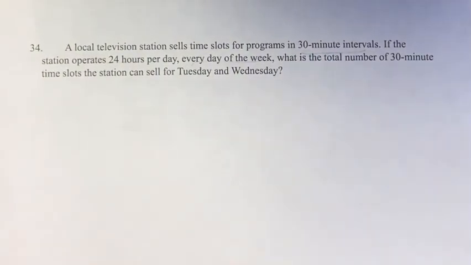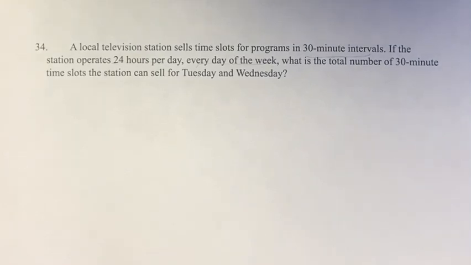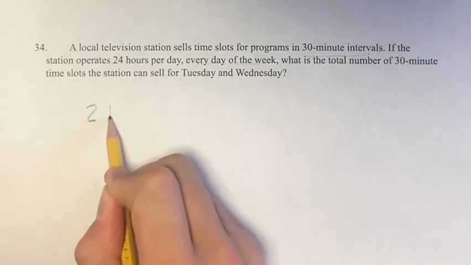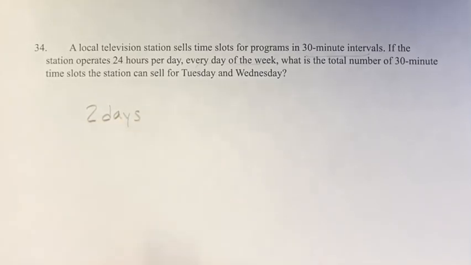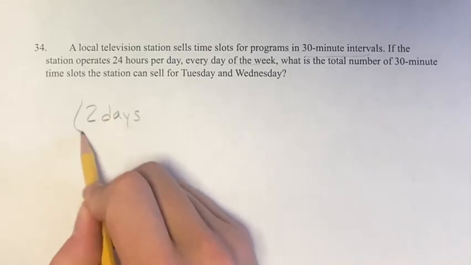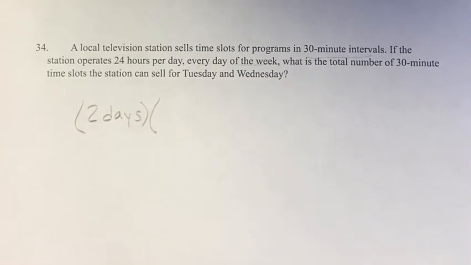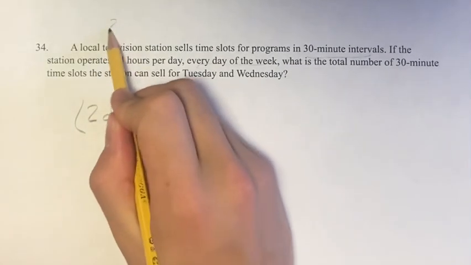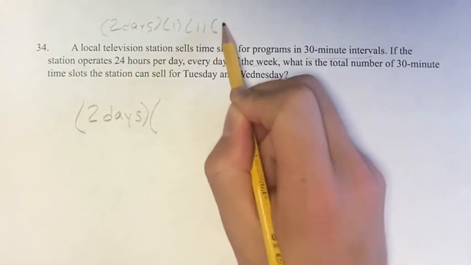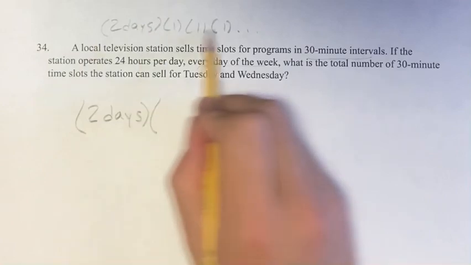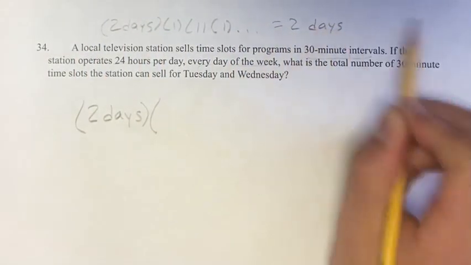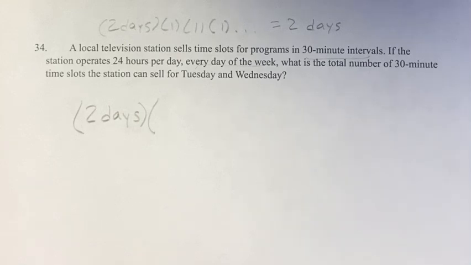So what we're going to do here is a unit conversion where the unit is time. We're starting with Tuesday and Wednesday, which is 2 days. And we're going to say, okay, how can we change this into 30-minute intervals? Well, we're going to be multiplying it by a bunch of fractions that are all equal to 1, right? So if you have 2 days, times 1, times 1, times 1, and so on, the value of the amount of time is not changing. You're still going to have 2 days. Just with the conversions we're doing, we're going to be changing the units.